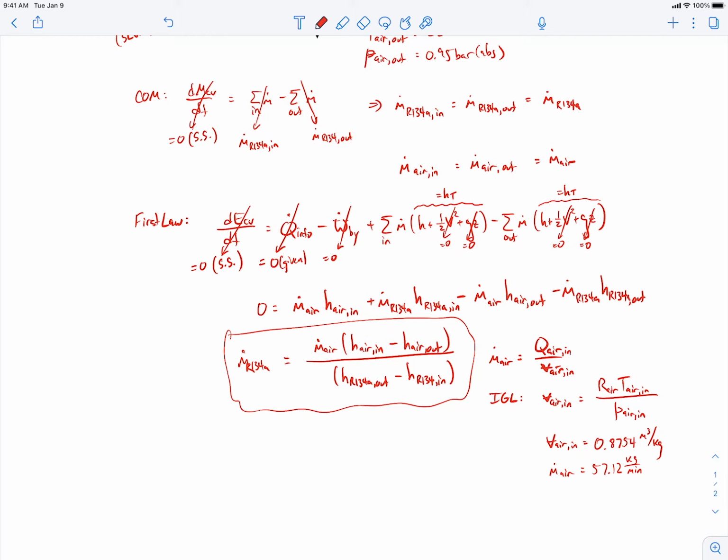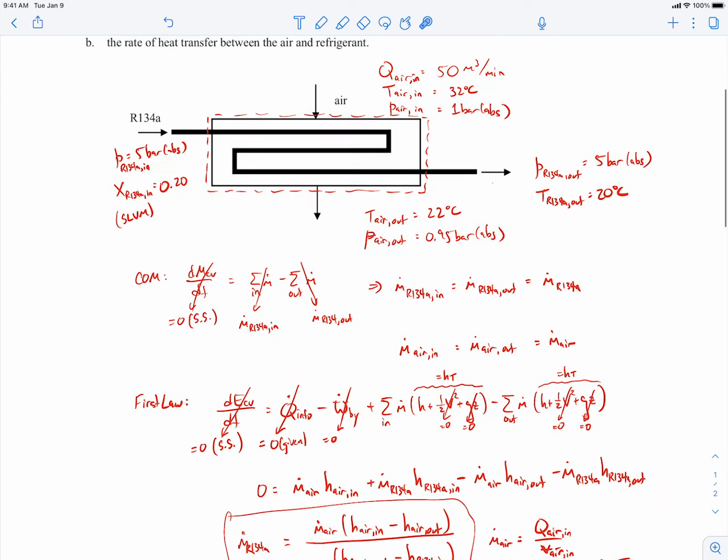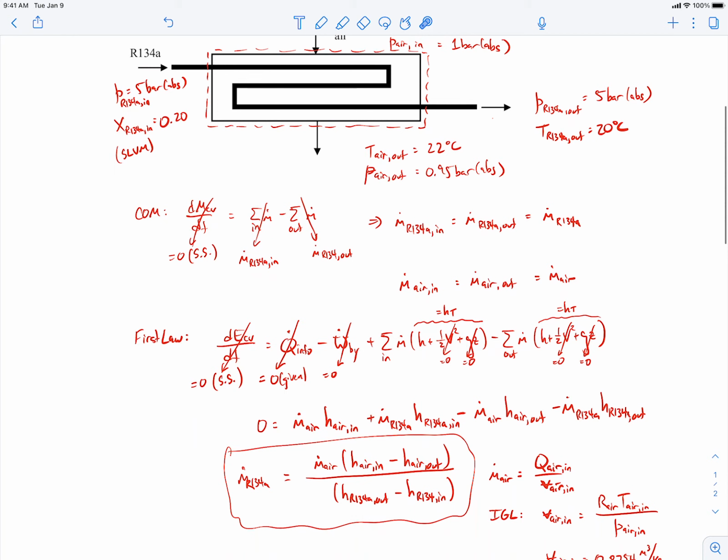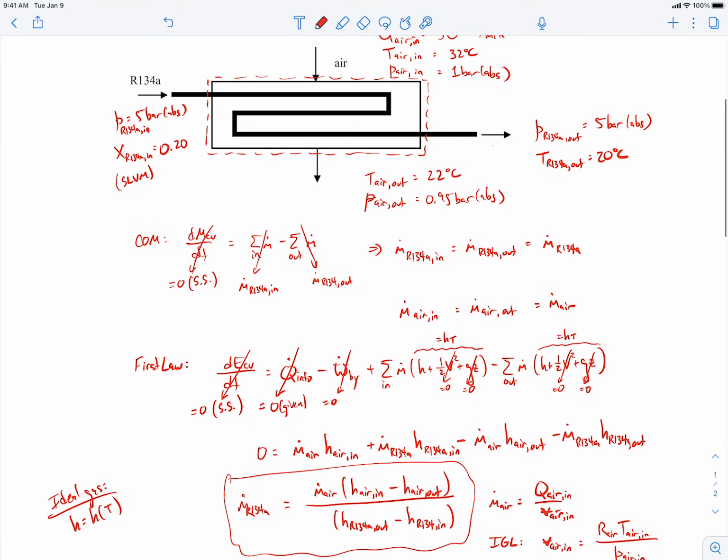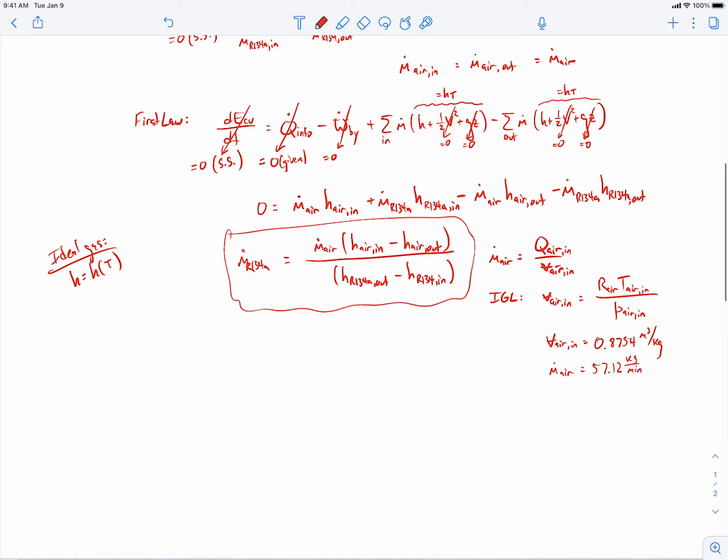Now what we need to do is find the specific enthalpies for the air coming in and out. Well, again, we're treating air as being an ideal gas, so we know that for an ideal gas, the specific enthalpy is a function only of temperature. And so we can use the ideal gas property tables for air to find out what those specific enthalpies are, because we're given the temperatures coming in and going out for the air. Right? So we can find those.